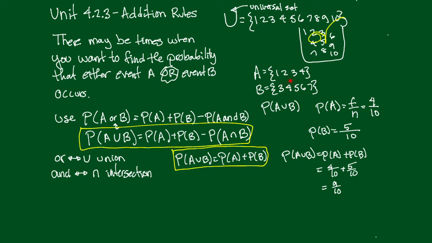And it's the same thing with the 4, right? So if a 4 gets chosen, A occurs as well as B. So we've counted something twice here. So what we're going to have to do is subtract off that double count. So what we need is to subtract off the probability that we get a 3 or a 4.